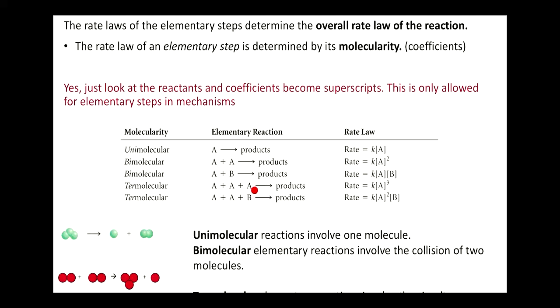If 3 A atoms combine all at the same time, yes, it is A cubed, as long as it's an elementary reaction. But I will point out that these termolecular reactions are very uncommon. Because if you think about it in a system, the likelihood of two particles colliding is very high. That's what a normal collision is. But the probability of three particles all colliding at the same time in the same spot in space is very unlikely. So termolecular, three atoms involved in a single collision, is very uncommon.